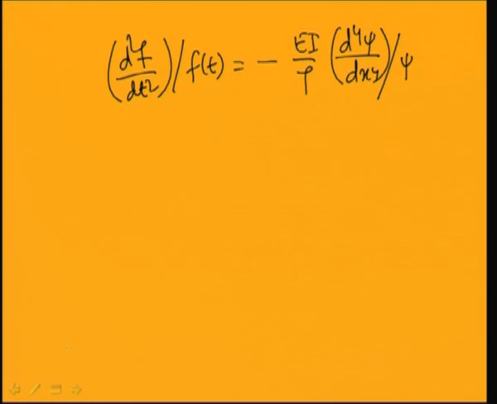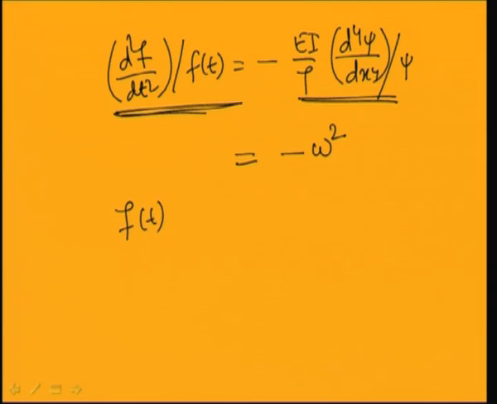As in the previous case, here also you can observe that the left side is a function of time and the right side is a function of the space coordinate, that is x. So, following the previous condition, I can write this equal to minus omega square. This is acceleration by displacement equal to minus omega square. So, one can write d square f by dt square plus omega square f t equal to 0.